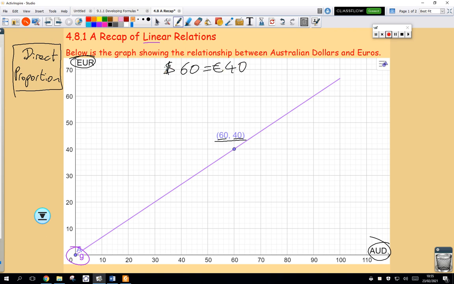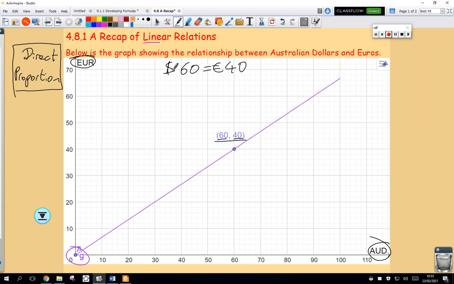I'm not sure that's the symbol for Australian dollars. I'm going to just assume it's the same as the symbol for American dollars, but I don't actually know if it is or not. So 60 Australian dollars is equal to 40 euros. That's what that point means.